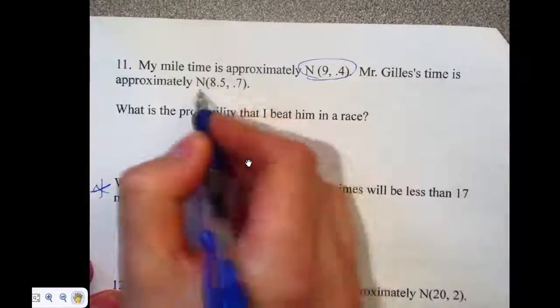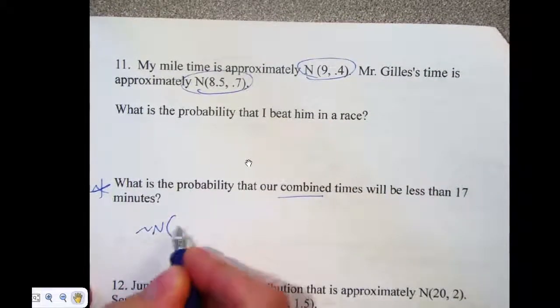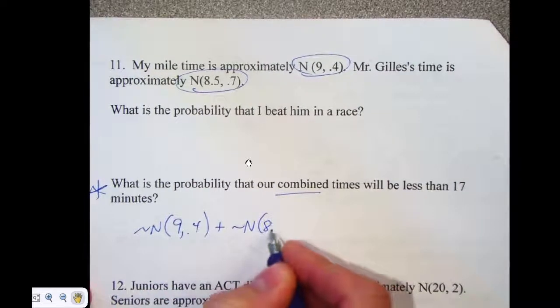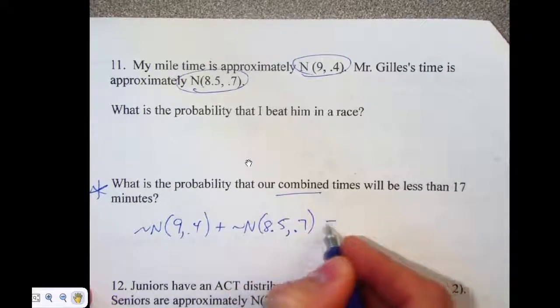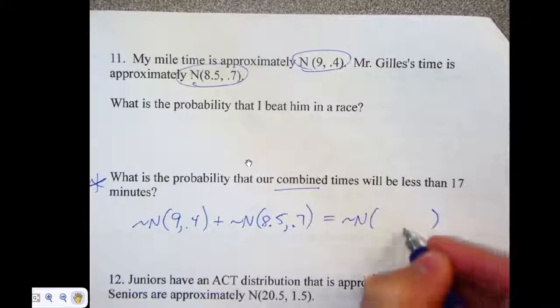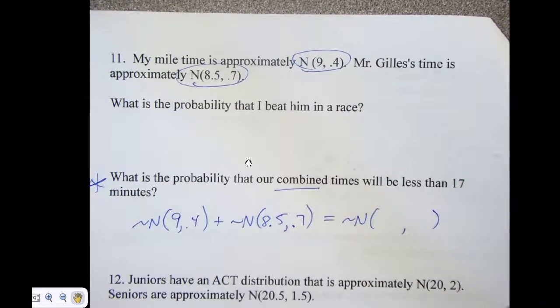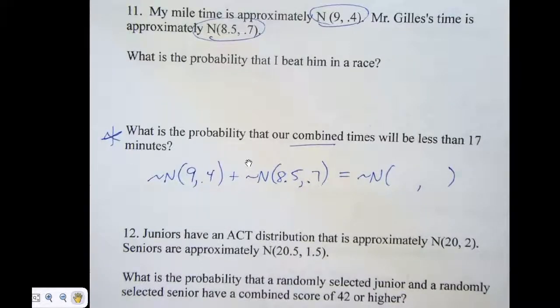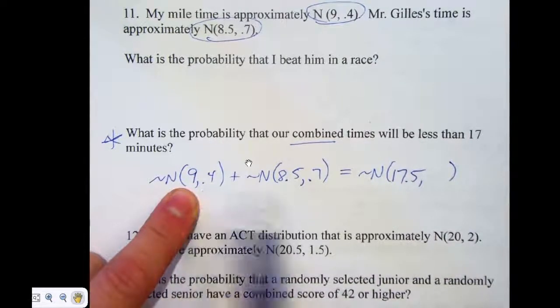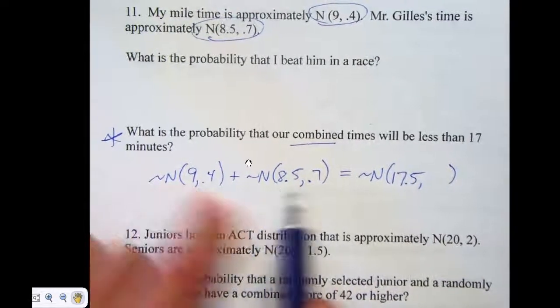So I got these two distributions up here that I want to add up. You don't have to show this thing I'm writing now. I'm just doing it to help you see what's happening. What would you expect our combined time to be? Like what's the average of the new distribution? It should be 17.5. That's just combining the average of my mile time and the average of Gillis' mile time. Add them up.